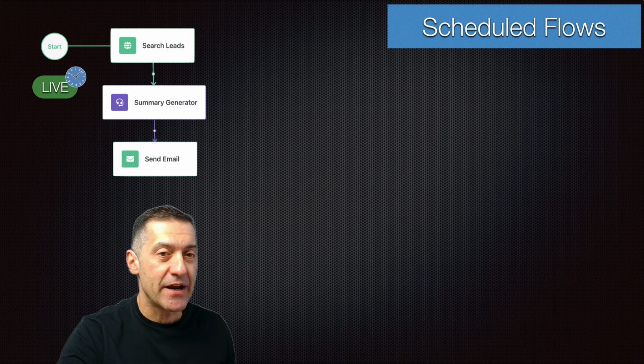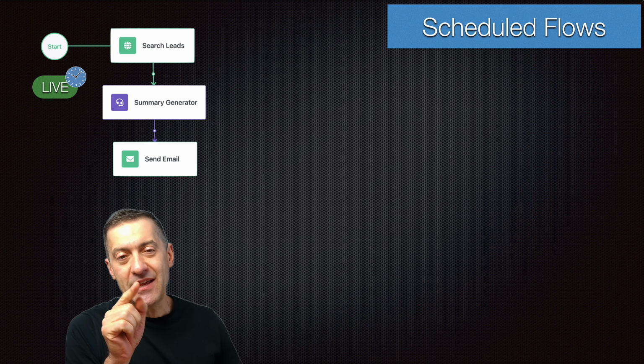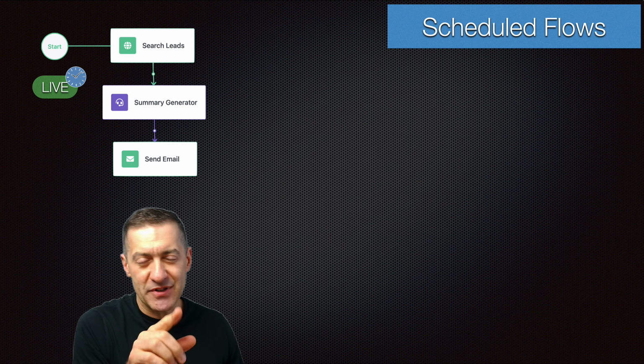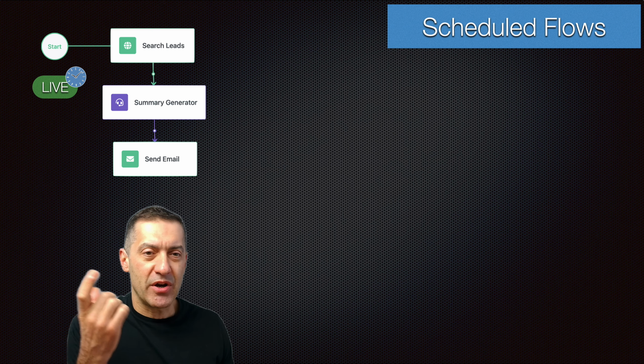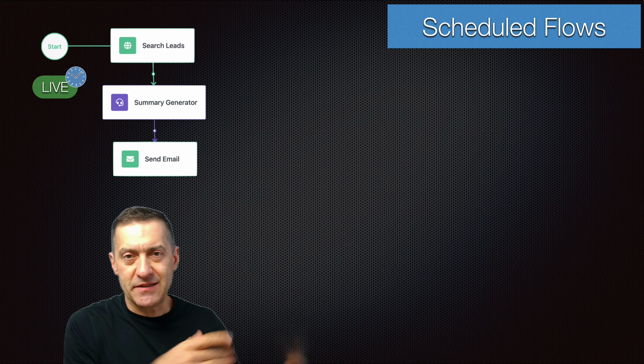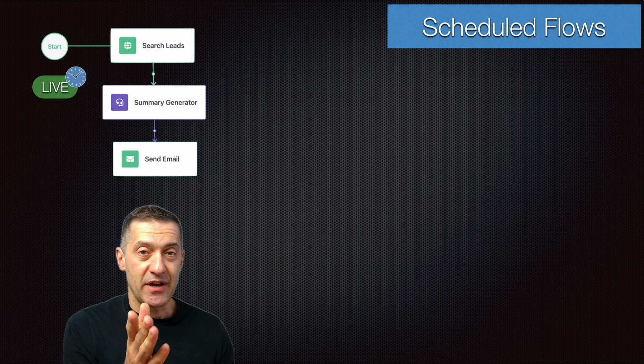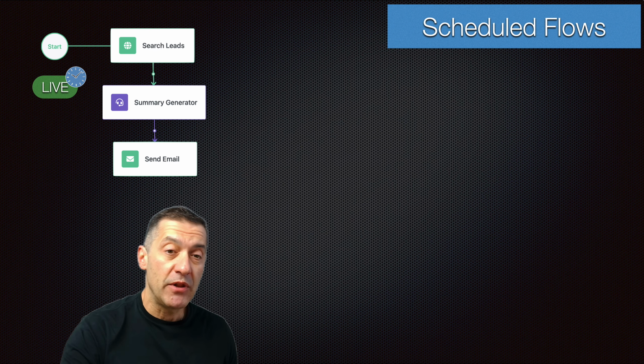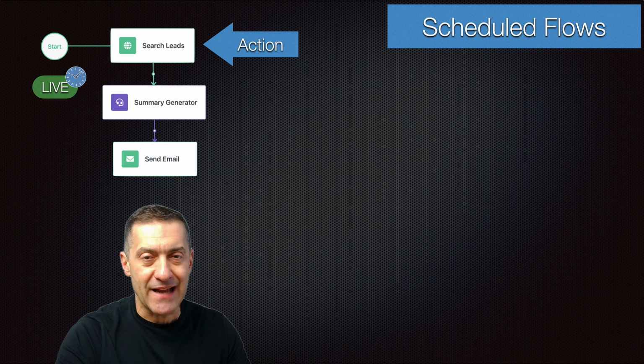So what happens here is, and notice that in this flow, it's a little bit different schematically. The very first block is an action: search leads and then do something with those leads and send an email. So that's our flow.